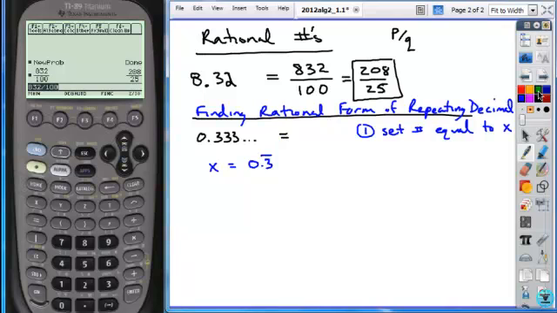All right, next step. You're going to identify how many digits repeat. How many digits repeat in this number? 1. So I'm just going to write that here on the side. Again, you don't have to write it down; you can mentally calculate it, but I'm going to write it right here.